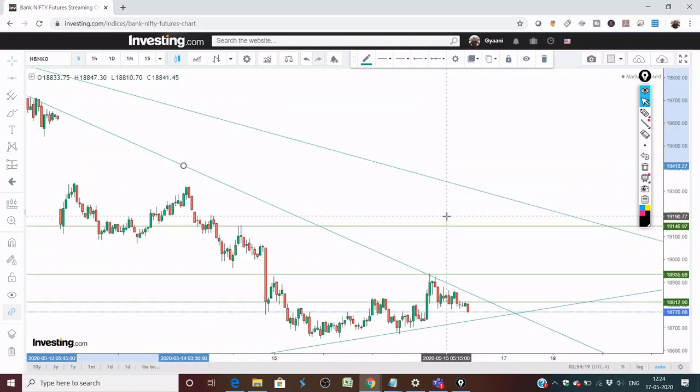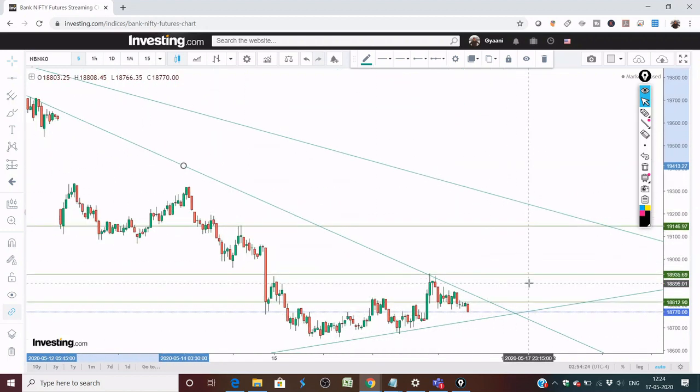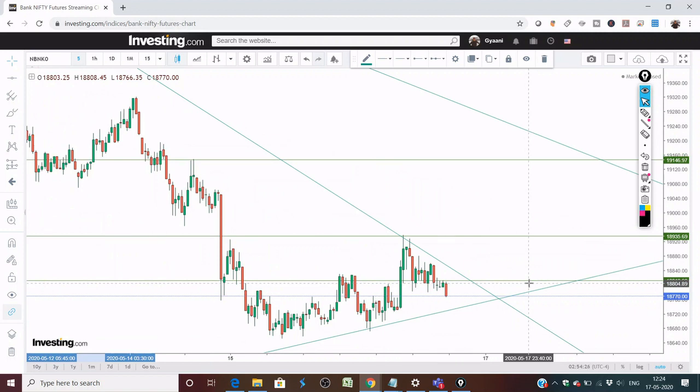You should always look out, once you have formed a view and formed a trend line, for a reversal pattern at those trend lines so that you can take an entry. Don't take an entry on a normal candle, just try to look out for a reversal candle and reversal patterns. Okay, so this is about Bank Nifty.